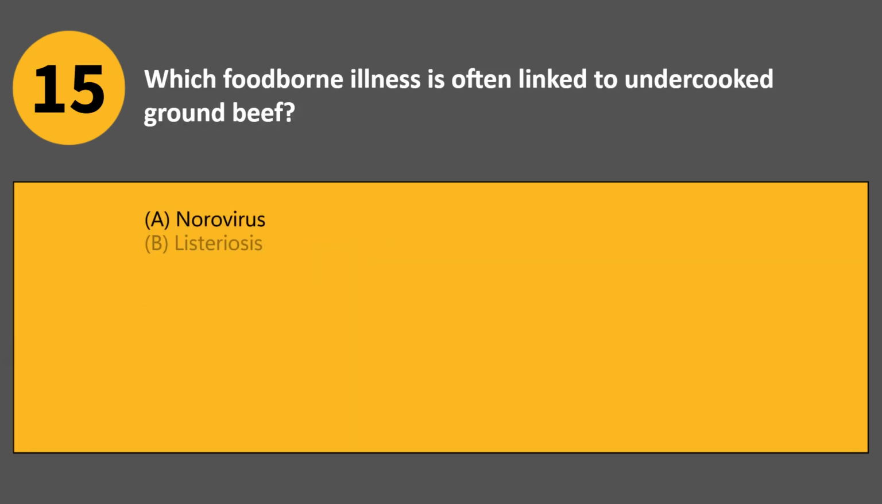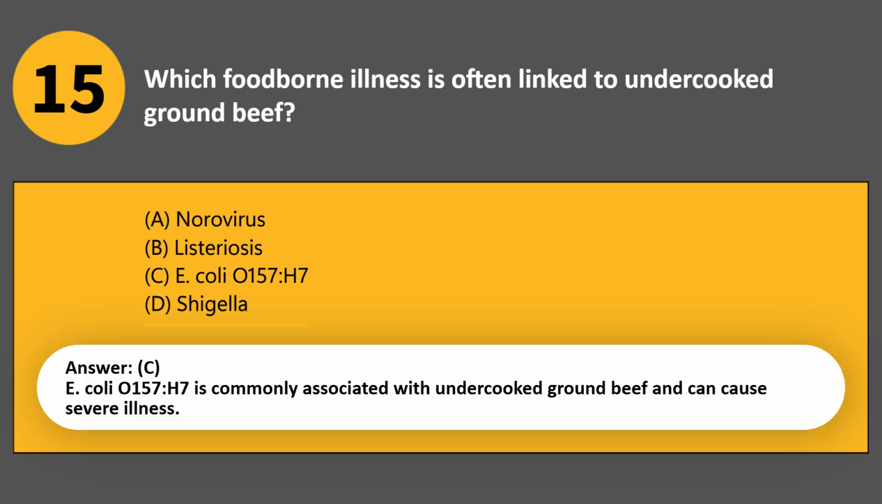Which foodborne illness is often linked to undercooked ground beef? A. Norovirus. B. Listeriosis. C. E. coli O157:H7. D. Shigella. Answer, C. E. coli O157:H7 is commonly associated with undercooked ground beef and can cause severe illness.